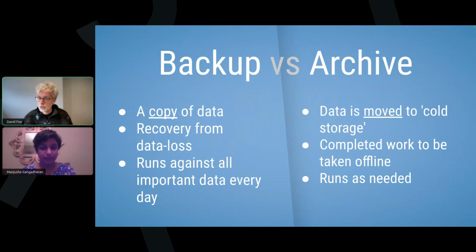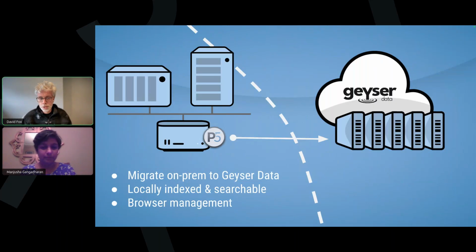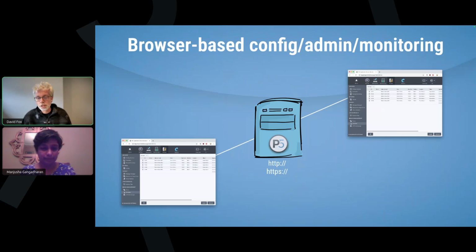So customers often use LTO tape or cloud, and now we have this hybrid solution, which is a really interesting way to go. So, a simple schematic. On the left, we've got your on-prem storage that you might want to migrate to the Geyser Data service. On the right-hand side, whilst doing this, we're indexing and making a searchable interface through which you can look at all of the files that you've archived. And all of this is occurring in the browser. The whole product is managed using a web browser that's pointed to the host where P5 is running.